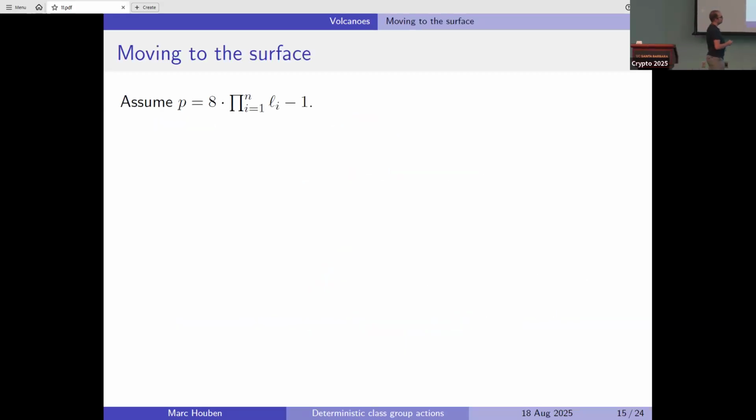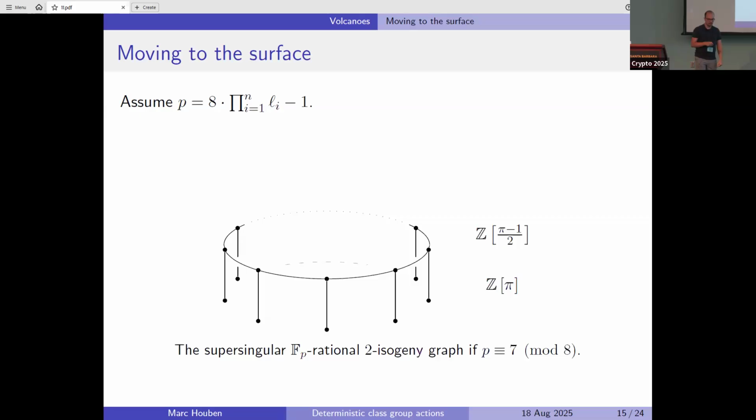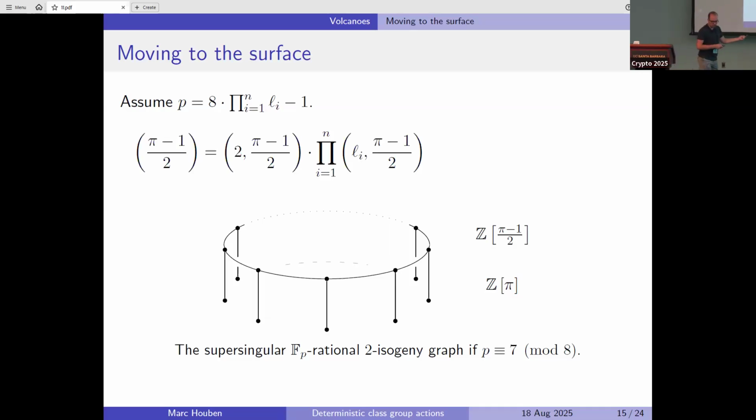So one way to fix this is to change the prime. Make sure p plus 1 is divisible by 8 instead of 4. And then the 2-isogeny graph looks very different. We have this kind of trampoline thing where on the top we suddenly have a cycle of 2-isogenies. And this again corresponds to some factorization of an ideal. So now we have this endomorphism (π minus 1) over 2, which really factors into prime ideals. So now we can take this 2 ideal and put it in the product. And for free, we actually get an extra ideal to use in the class group action.